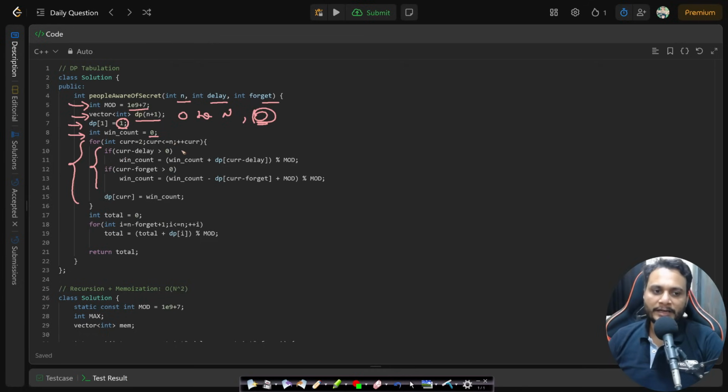If you are sliding to the right hand side, then add the next value and subtract the previous value if they are within the bound. And simply update your DP at current with the range sum of the window. That is what we are doing, and finally we have to add the number of people who are actually remembering the secret and simply return the final value. If you look at the modulo arithmetic, whenever you do subtraction, you have to offset using the mod so that you don't get a negative value. So that's it about the entire solution.